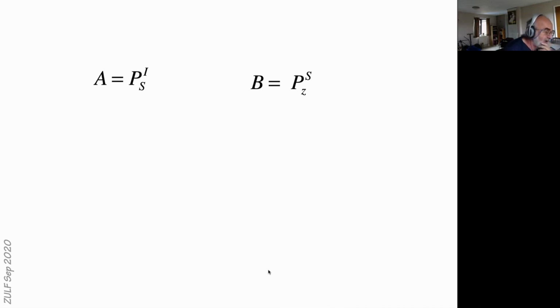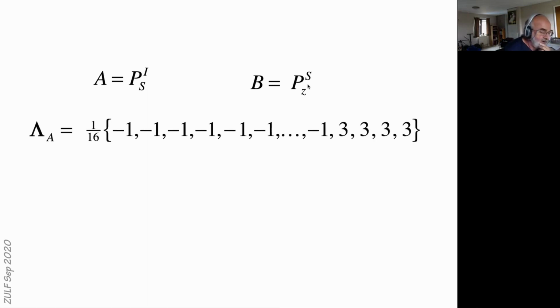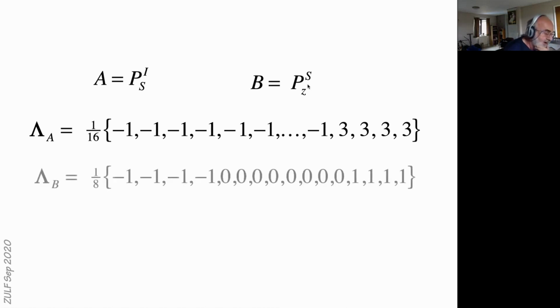So we could do that, for example, for these two operators we're interested in, the singlet polarization operator for the I spins and the Z polarization operator for the S spins. And if you determine the eigenvalues, which I'm not doing here, but it's just using SpinDynamica, for example, you get a set of 16 eigenvalues for each of these operators, and they look like this. And these are sorted, going from the least one, which is minus one here, to the highest one, which is three. So you actually have 12 minus ones and then four threes.